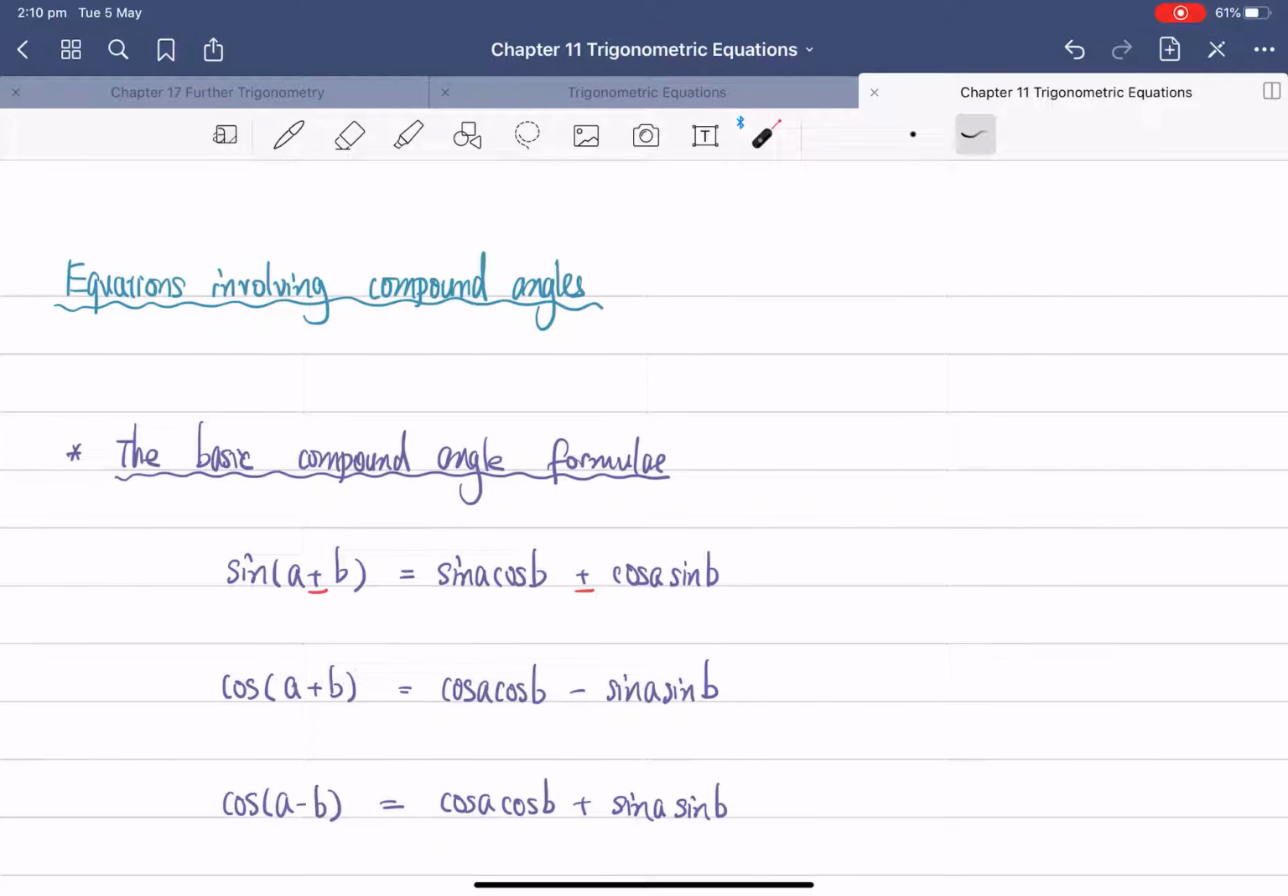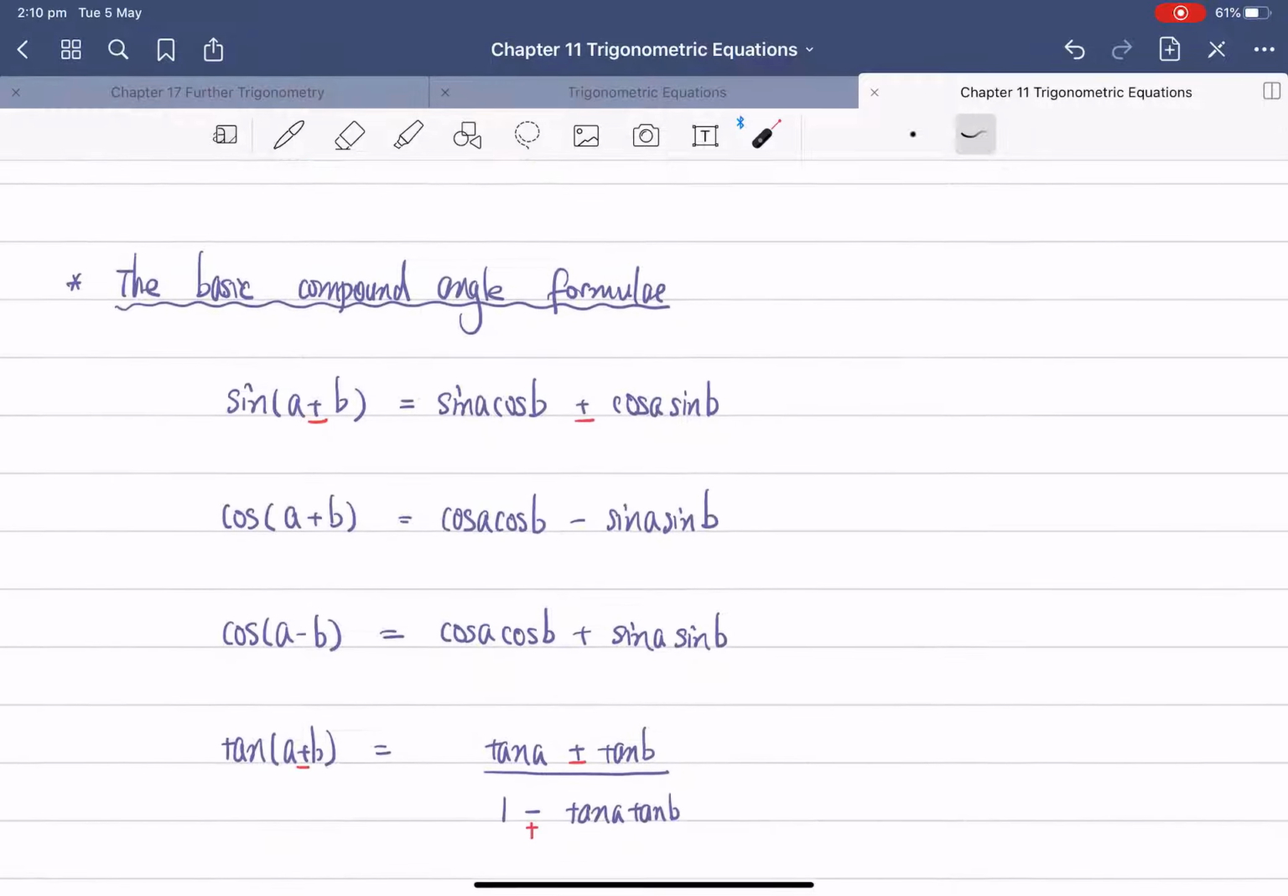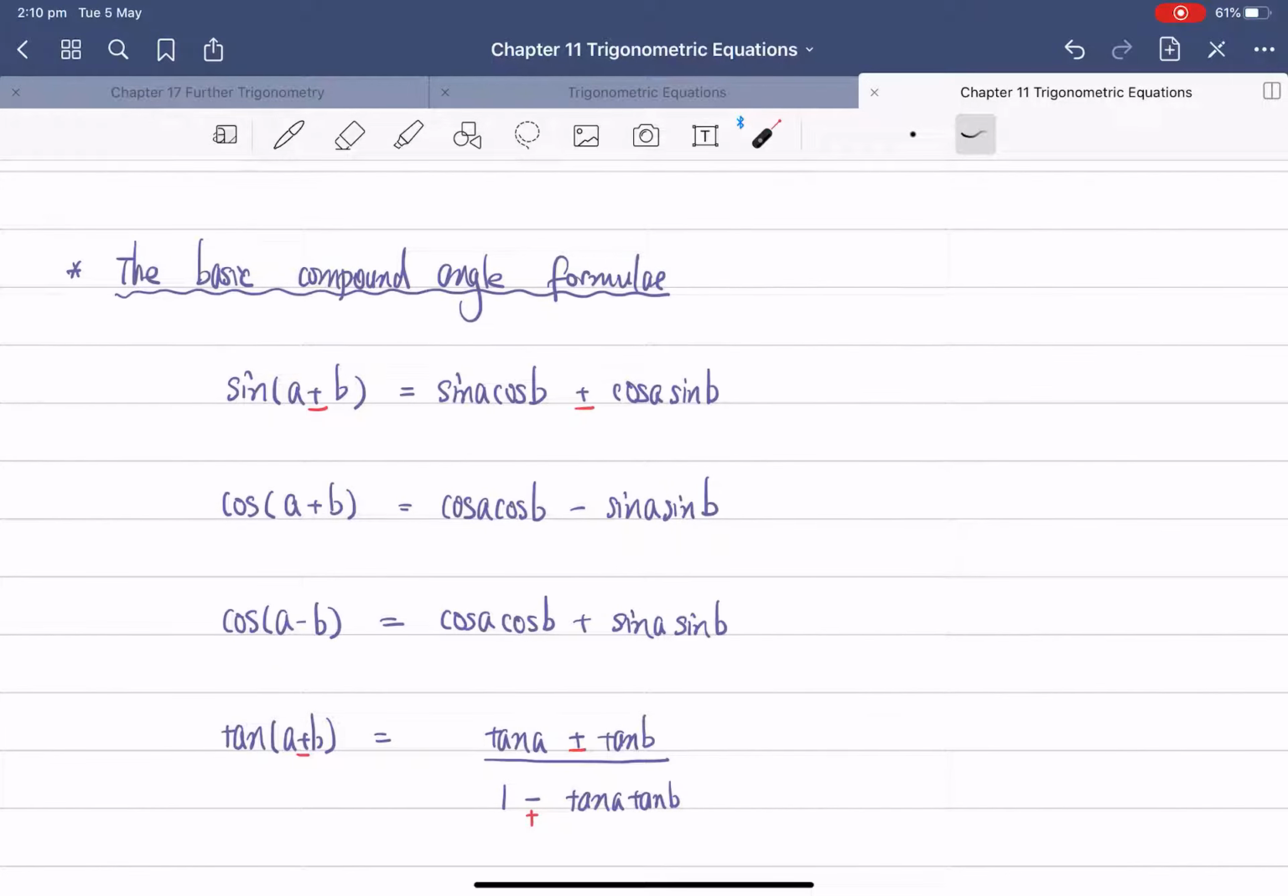Alright guys, today's lesson we're going to solve trigonometry equations involving compound angles. Now before we start, I'd like to do some revision for everyone about the compound angle formulas. The first one is the basic compound angle formula, and we have 6 of them. Alright, 6 basic compound angle formulas there.